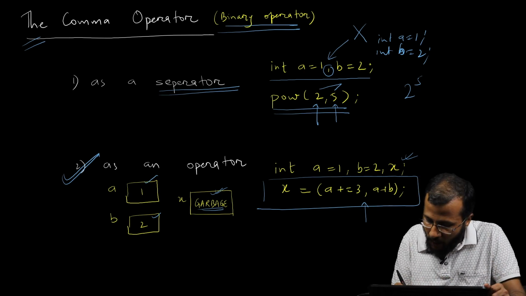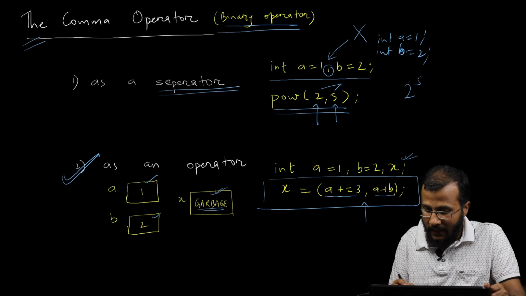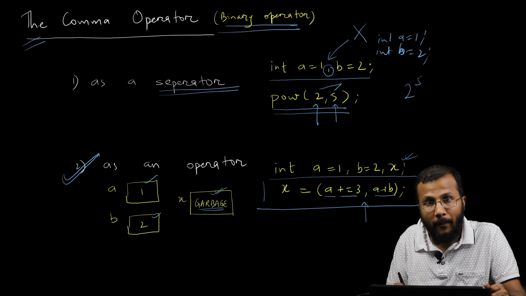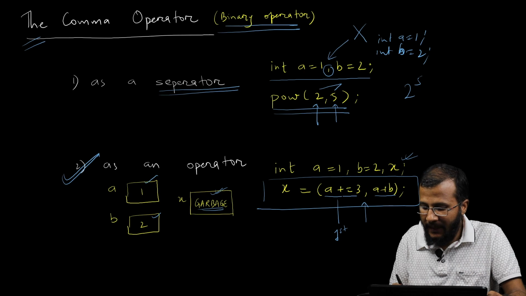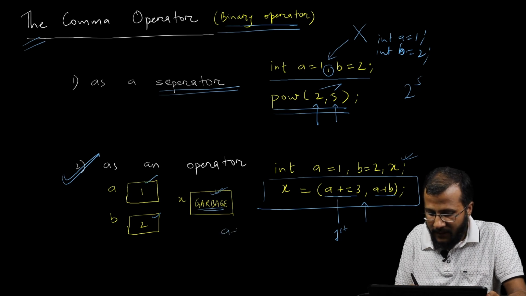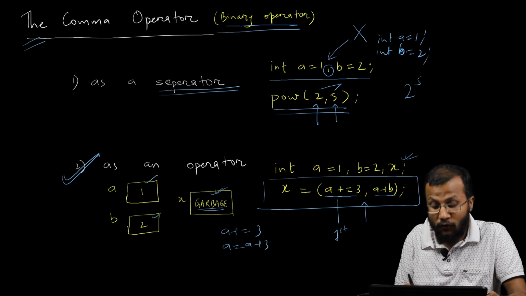Okay, so the first operand is this one for this comma, and this is the second operand. Now how it works is very simple. Whenever you have a comma operator, the first operand is always evaluated first. So this is evaluated first. That means A plus equals to 3 means what? A plus equals to 3 is as good as A equals to A plus 3. So 3 is added to A and the answer is stored back in A.